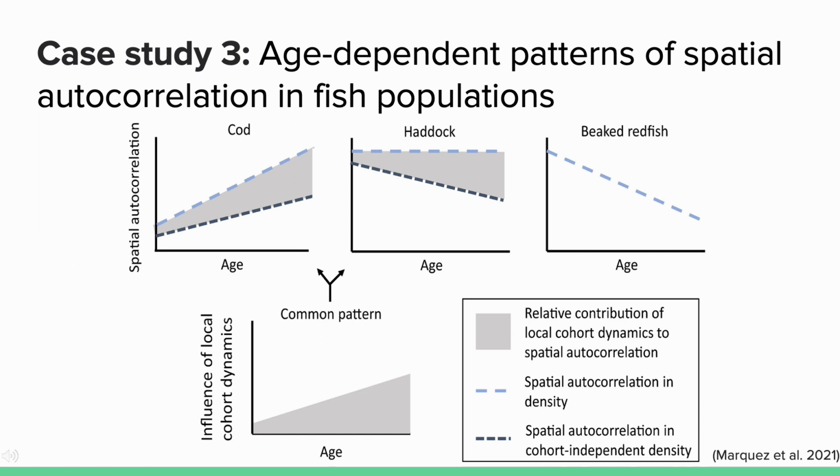So the analysis shows that the spatial autocorrelation and density differs across age groups within the same species, indicating the importance of species-specific life strategies in shaping population patterns. For example, in cod from the Barents Sea, spatial autocorrelation increases with age, while in the beaked redfish it decreases, and in haddock it remains constant within age classes. These divergent trends suggest that processes such as dispersal behavior, density regulation, trophic interactions, and habitat preference may vary significantly across age groups, leading to differences in spatial autocorrelation.